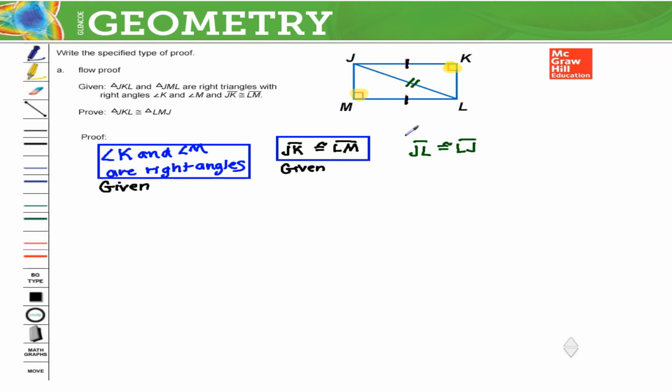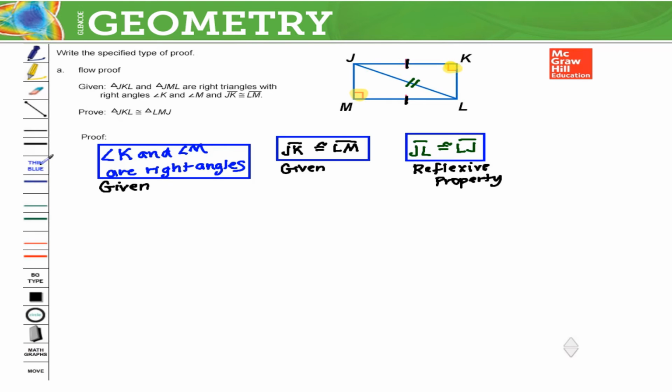We'll put that in a rectangle. And how do we know that? That is our reflexive property. So if you look at the diagram, you can see that we have the hypotenuse JL and the hypotenuse LJ of both triangles.